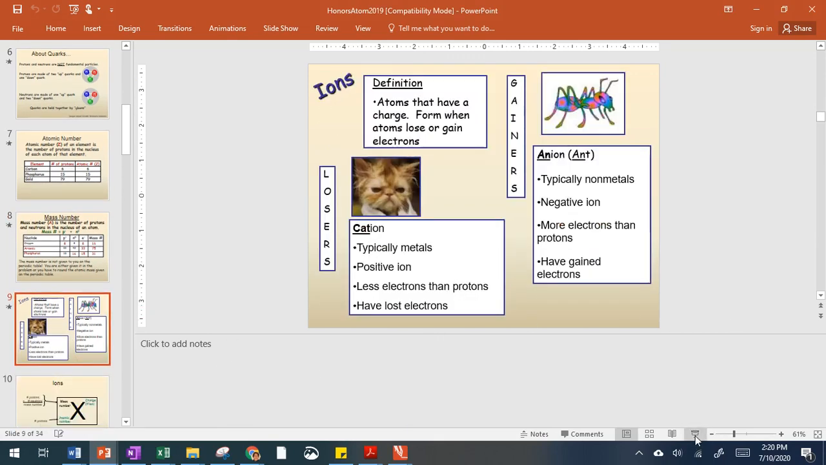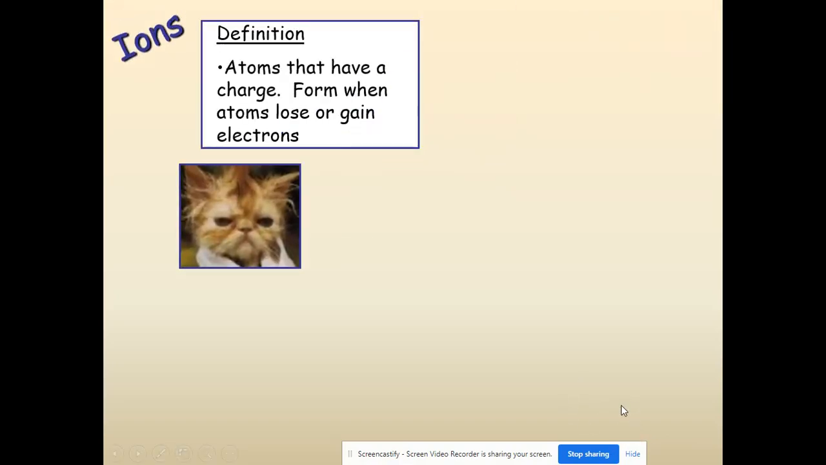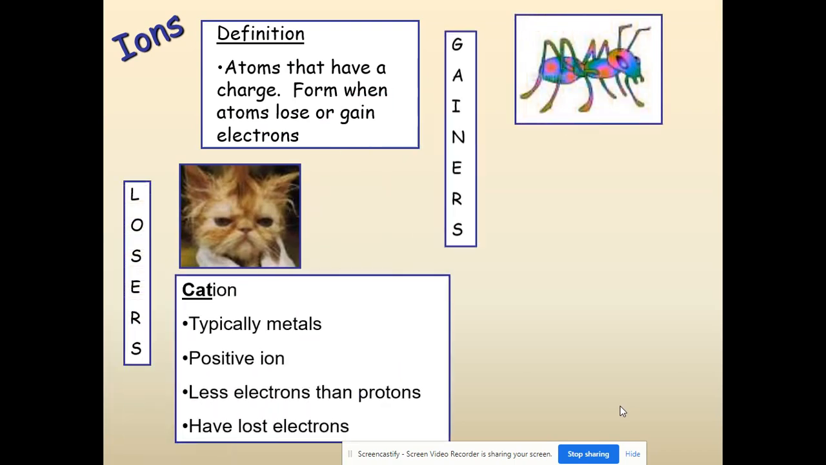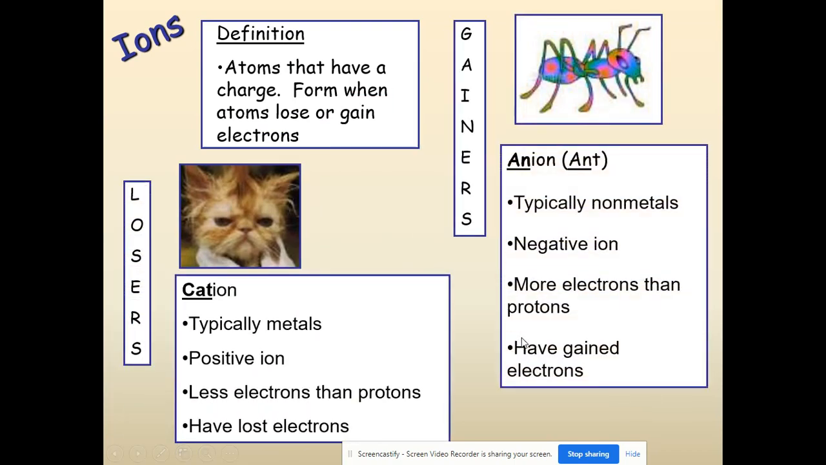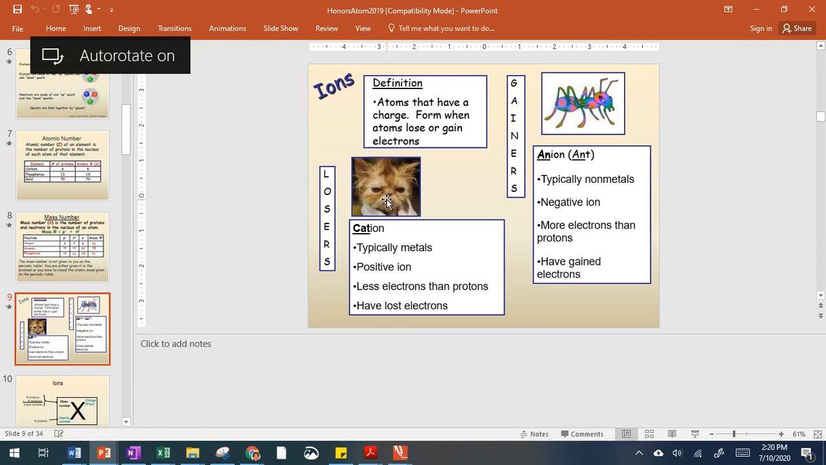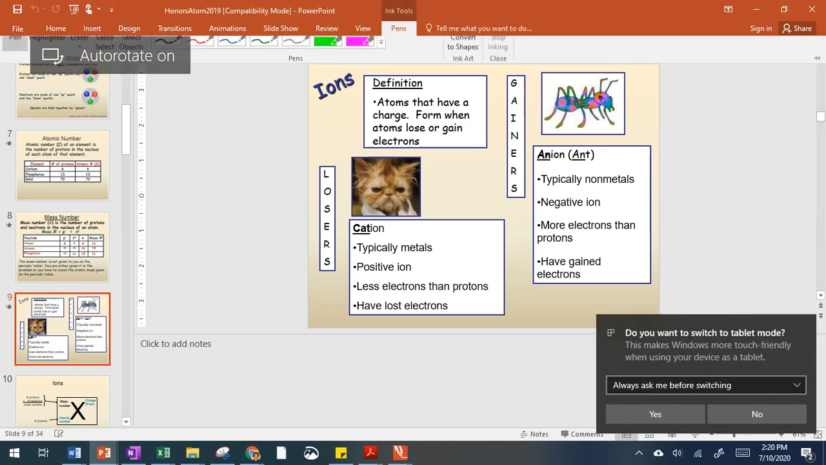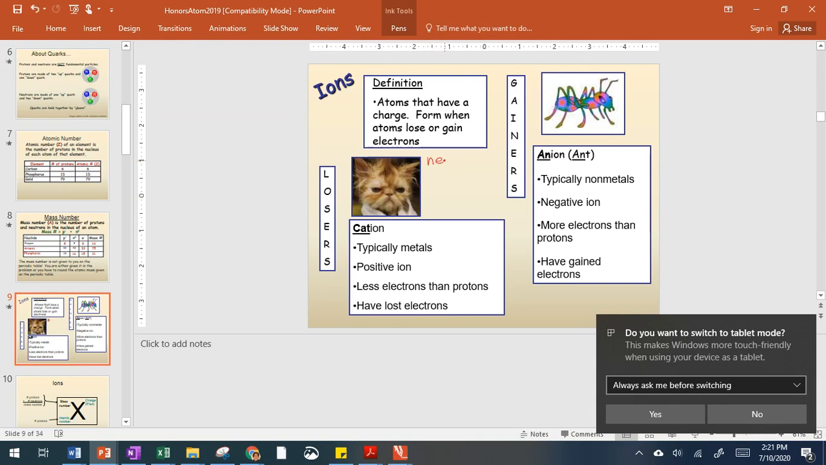Okay, so I want to go over now the ions. So I first want to go over what ions are. These are atoms that have a charge. They form when either you have atoms that lose electrons or atoms that gain electrons. You never, ever, ever change the number of protons. If you were to do that, you would get a totally different element. So let me just write that in. So never change number of protons.